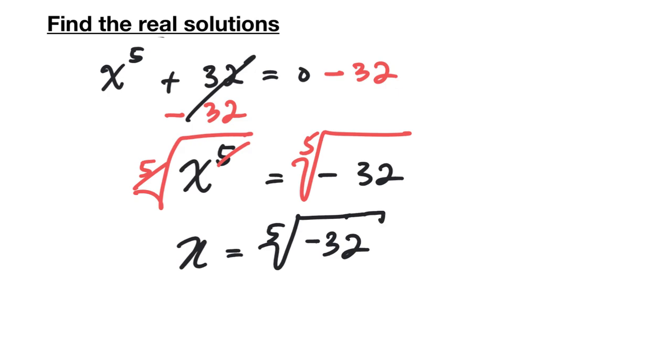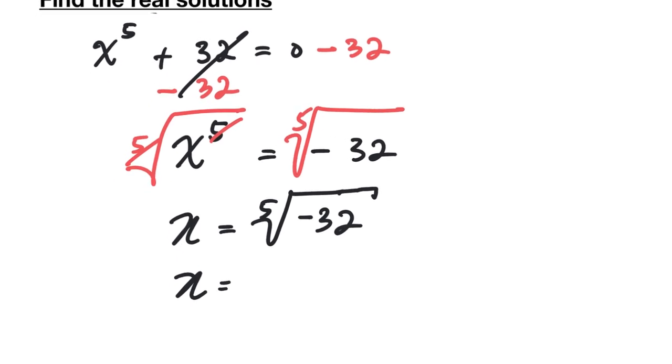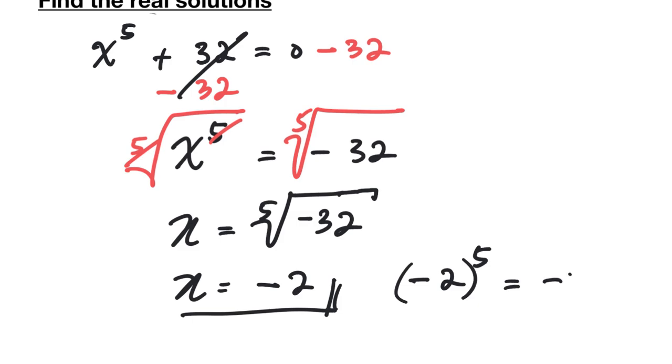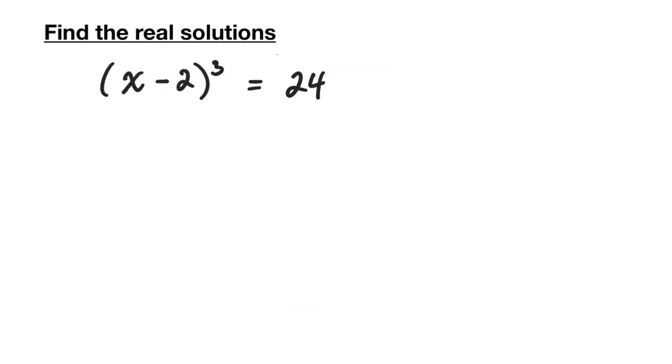Now since this is an odd root, we're going to only have one root in here, so that's going to give you negative 2. It means that if you multiply negative 2 five times, you're going to get negative 32. Here's another one. The very first thing I'm going to do is to raise both sides to the cube root.